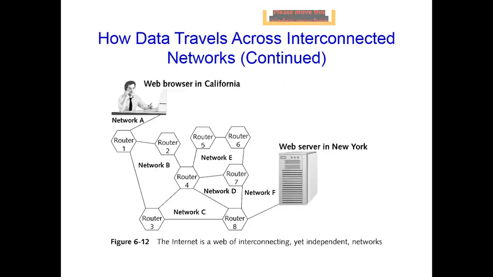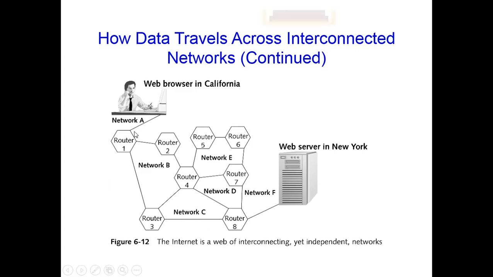Now, ito yung kung paano nagta-travel yung data across interconnected networks. Yan. The internet is a web of interconnecting yet independent networks. So, example, sa network A, papunta sa network F, o kaya sabihin na natin na web server in New York. Okay?